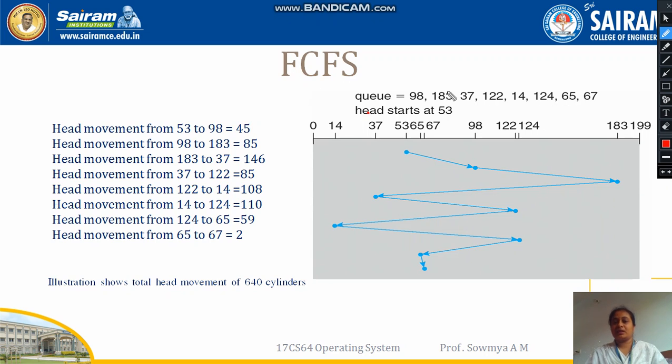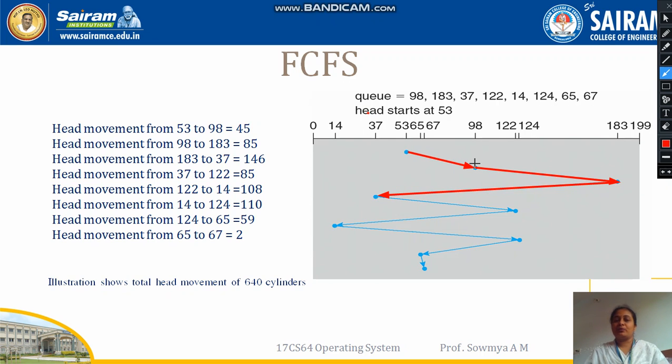In first come first serve, your head is at 53. Then you start moving the head in the order of the queue. The disk scheduling happens in the order of the first queue element. So the head is at 53. The next head movement is to 98. From 98 it has to move to 183. From 183 the next value is 37, and so on.